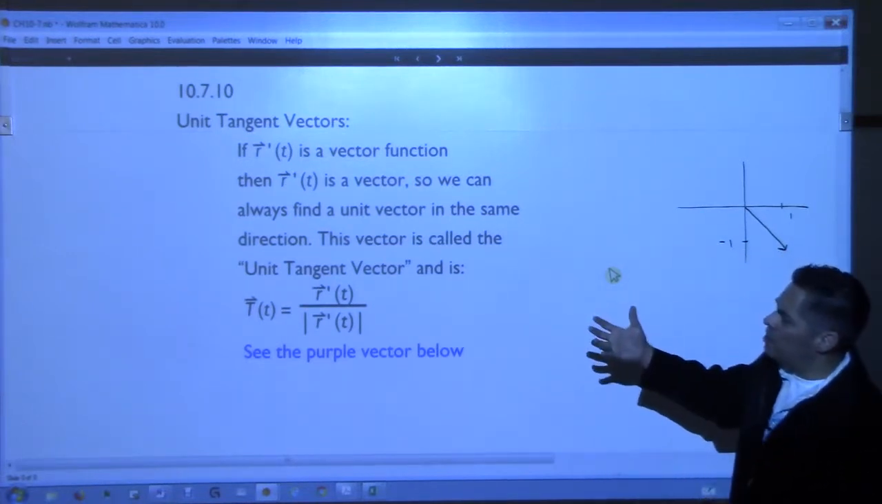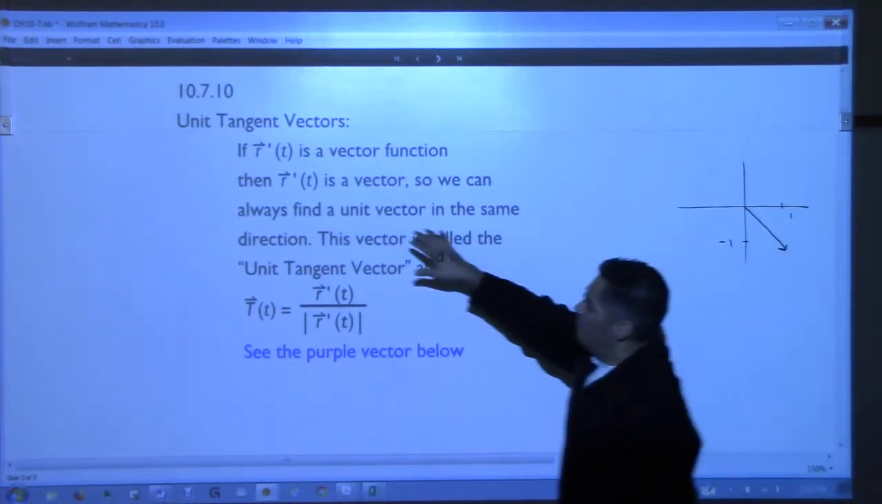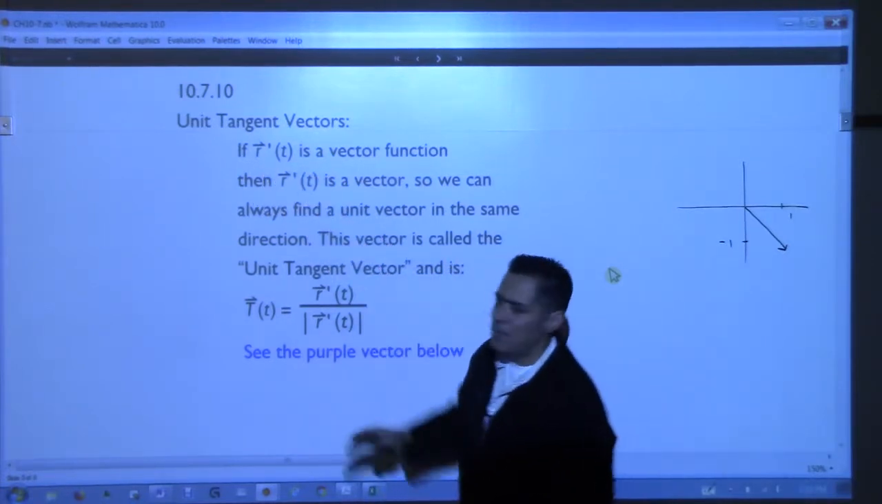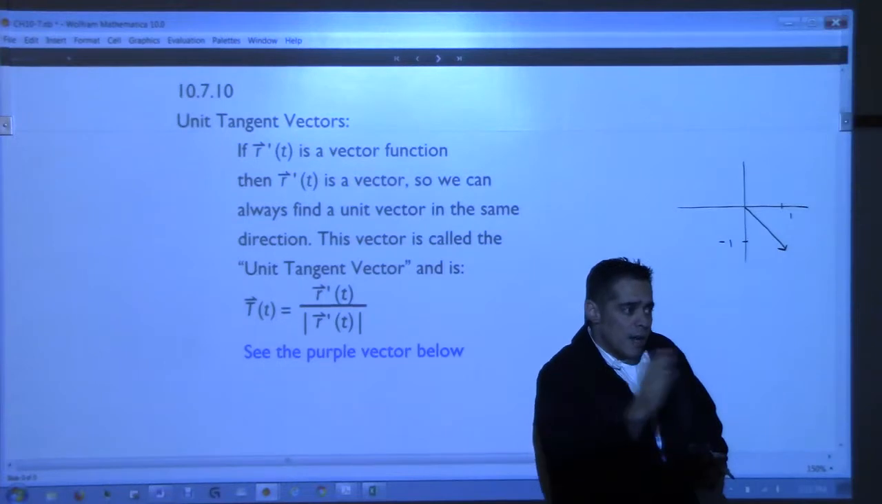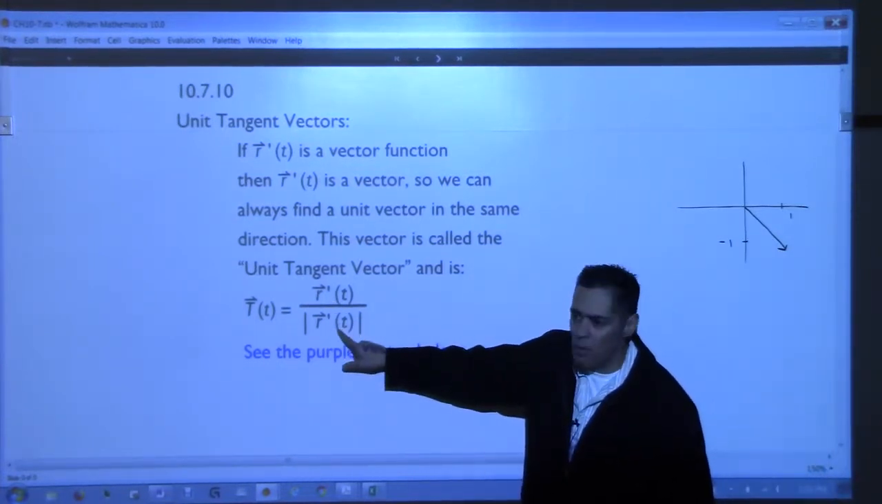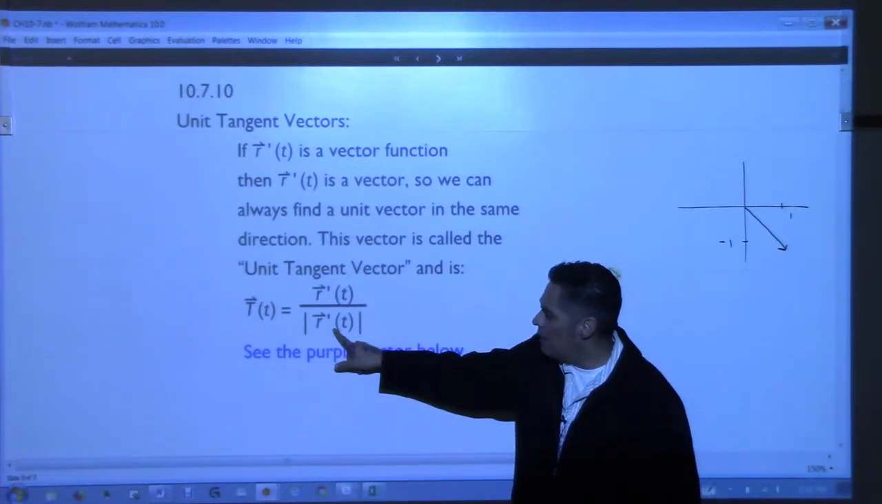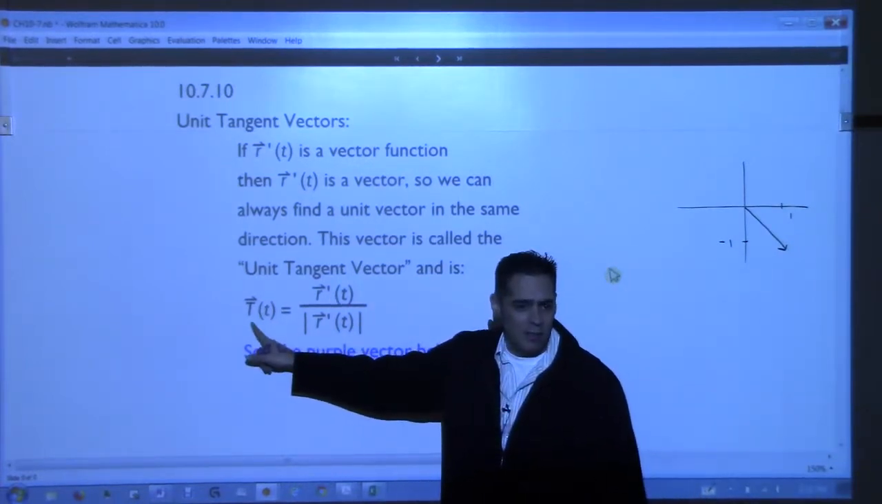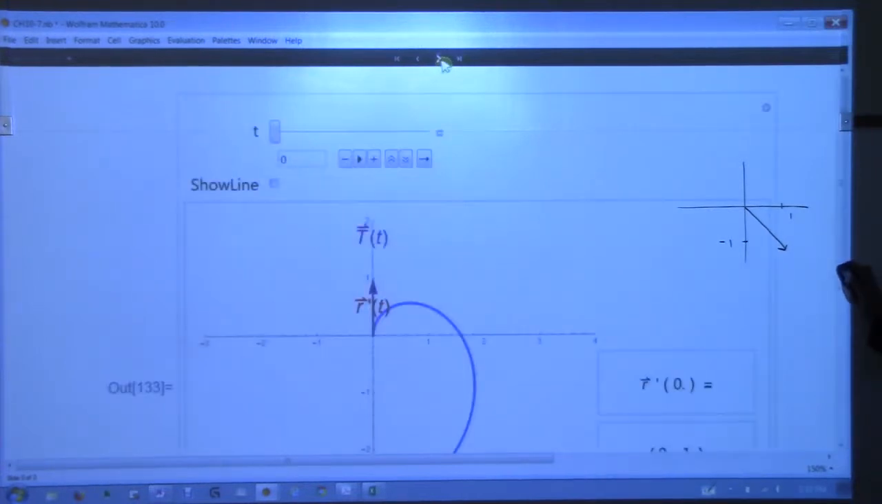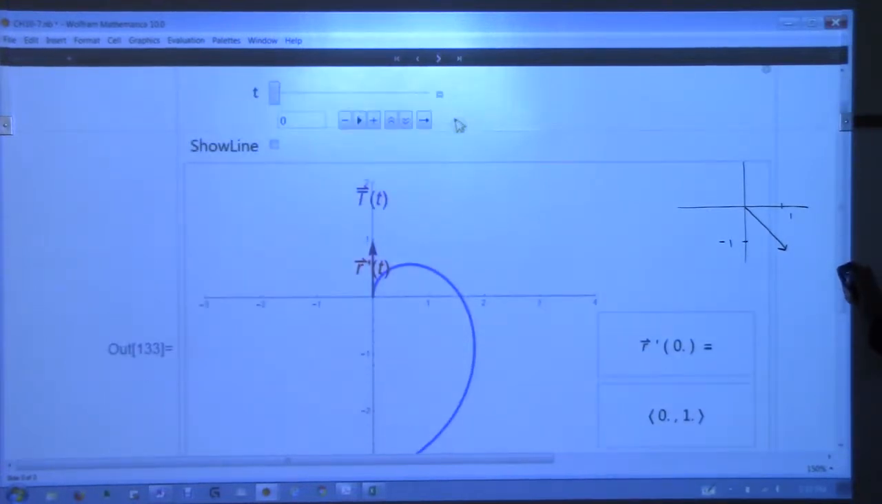So this idea of a unit tangent vector says, okay, great. If you take the derivative of a vector function, you're going to get a vector. If we want to take that vector, maintain its direction, but just make it have a length of 1, then all we have to do is divide it by its own length. And when we do that, we get what's called the unit tangent vector. And we will see the unit tangent vector in the following picture.